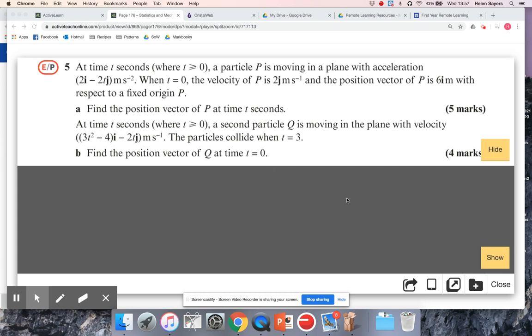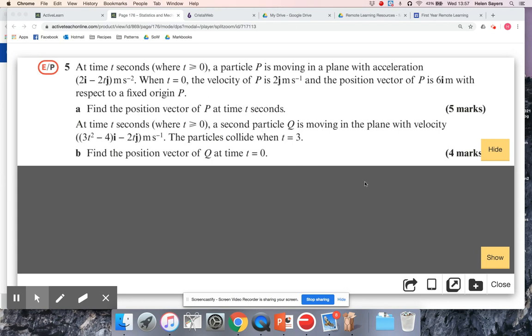Okay, so we're looking at exercise 8E from the second year Stats and Mechanics textbook, and we're on question 5. I am given the acceleration as a vector dependent upon t, and then I'm given some information about the velocity. The initial velocity is 2j, and I'm told the initial position, and I'm asked to find the position.